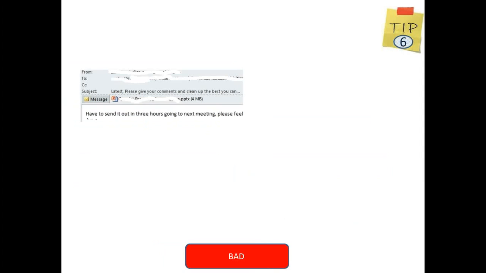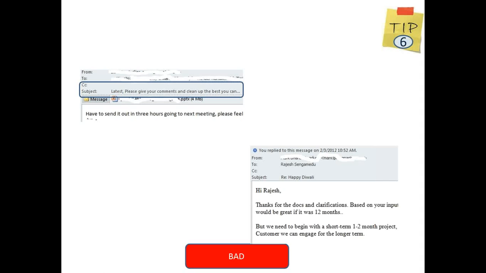Now, let's also look at some bad email examples. Somebody sent me a presentation. Have to send it out in 3 hours for going to the next meeting. Please feel free to modify and correct and send me back. And what is the subject? Latest. Please give your comments and keep the best you can. I don't understand what I have to clean up. If you receive an email like this, I don't know what you're going to expect in that particular mail. It's not at all clear, right?